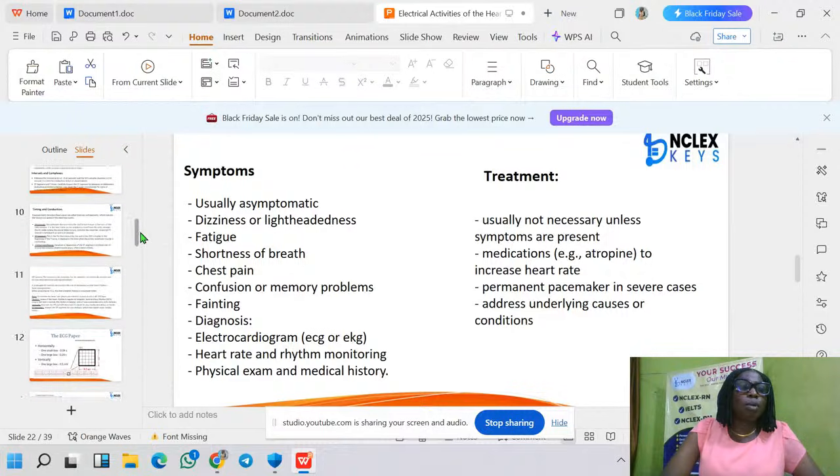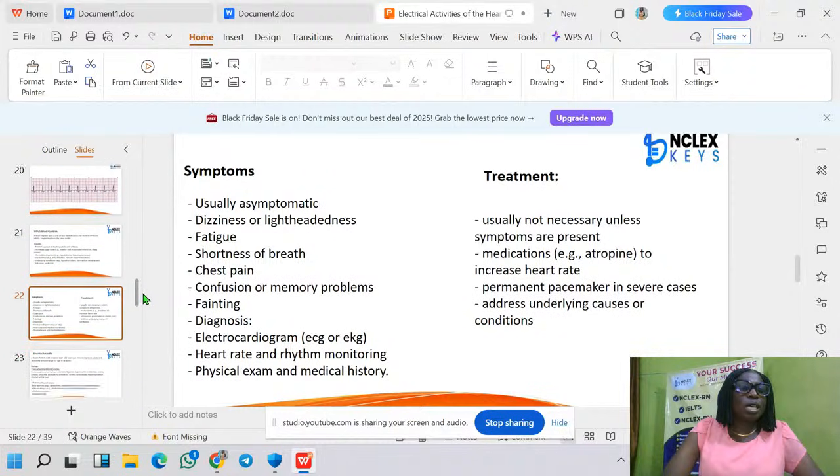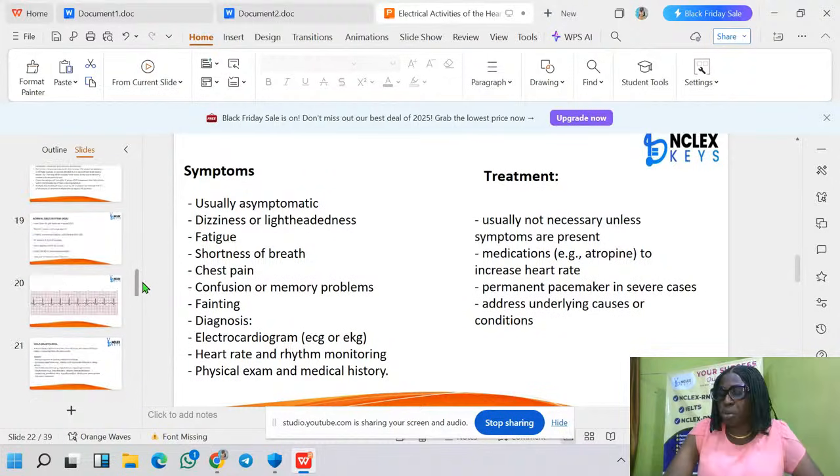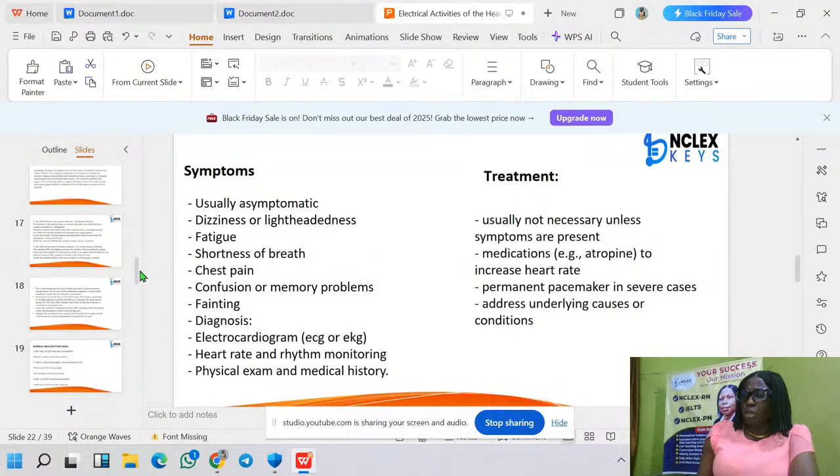So what do you expect the pulse in sinus bradycardia to be? I'm expecting your responses. Can you answer, please? Are you responding? Can you hear me?